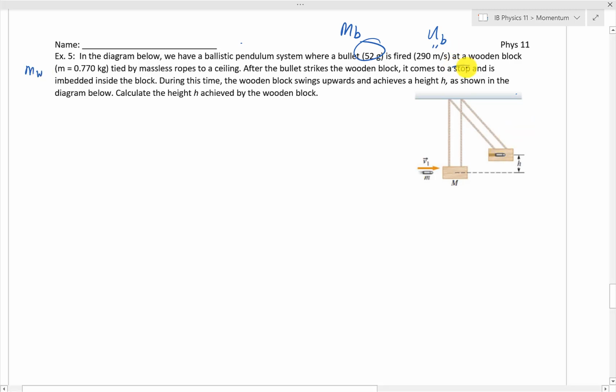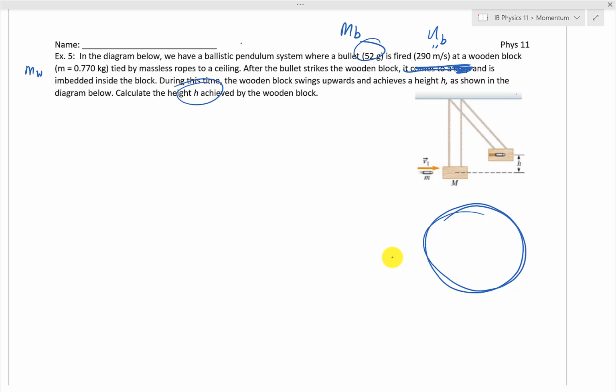Actually, that's not correct. It's embedded in the block. Because it's still moving with the wooden block, so it can't just come to a stop. It's a stop relative to the wooden block. Okay, I digress. During this time, the wooden block swings upward and achieves a certain height, like we saw in the video. As shown in the diagram, we want to calculate the height that is achieved by the wooden block.